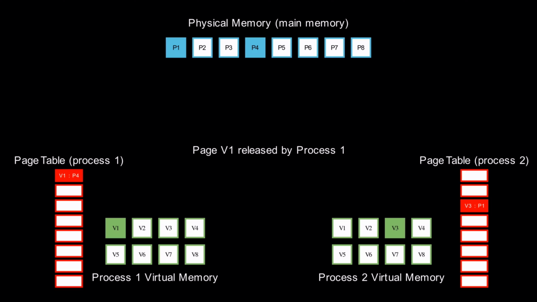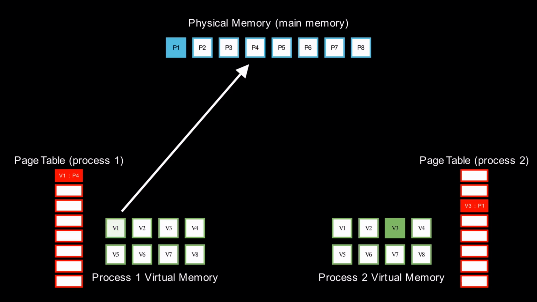A process can also release a page when it is no longer needed. In this case, the system clears the virtual page in the process's virtual memory, the corresponding physical page in the physical memory, and then removes the mapping from the page table. For instance, here P1 releases page V1, so V1 is cleared from the virtual memory. The mapped physical page P4 is cleared out from the physical memory, and the corresponding entry is removed from the page table.